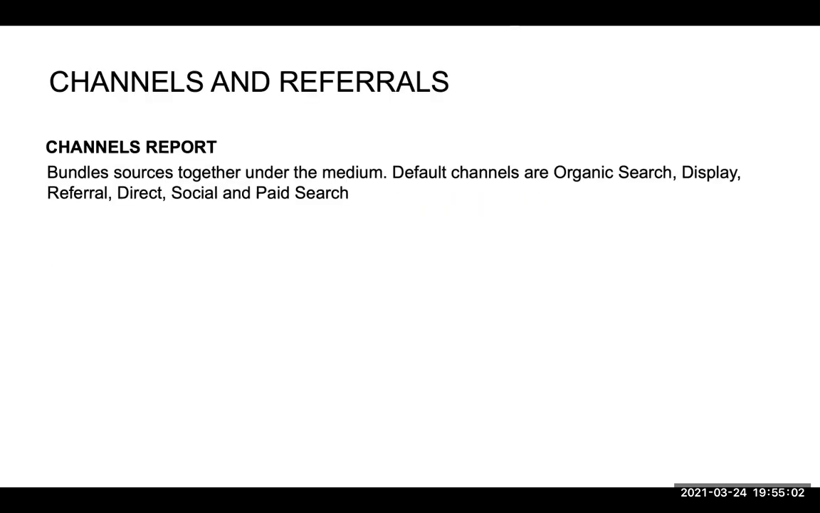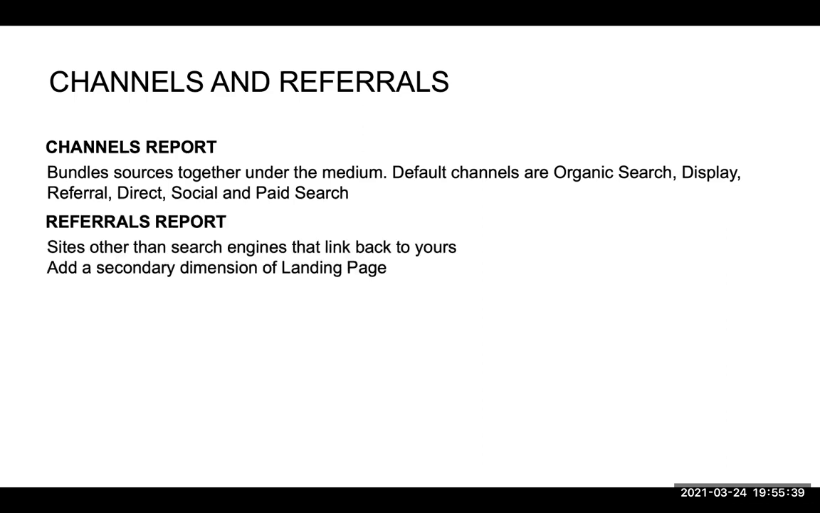All right. Channels report bundles sources together under the medium. So your default channels are organic, search, display. The point you have to understand about this, and we're going to look at it in greater detail, is that when you are commenting on the different sections in your report, you must decide what you're going to comment on to make sense to, for example, management. So don't think you're going to comment on very easy things like sex and age and all of that. There must be a broader discussion, because you have to link most of these things to your KPI, which is your conversion rate.